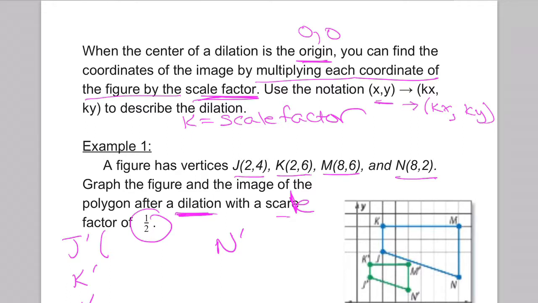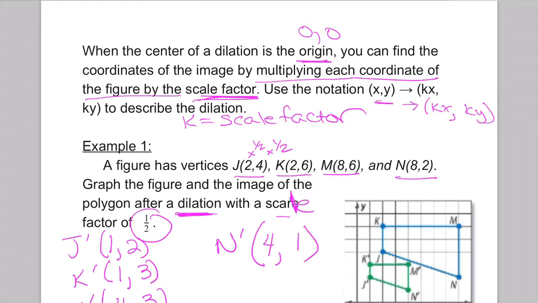And we are multiplying each coordinate by 1/2. So J would be 2 times 1/2, which is 1, and 4 times 1/2, which is 2. I'm just timesing by 1/2 every coordinate. K prime, 2 times 1/2 is 1. 6 times 1/2 is 3. M prime, 8 times 1/2 is 4. 6 times 1/2 is 3. N prime, 8 times 1/2 is 4. 2 times 1/2 is 1. That's it. So this is making it smaller, obviously. Every coordinate was times by 1/2.